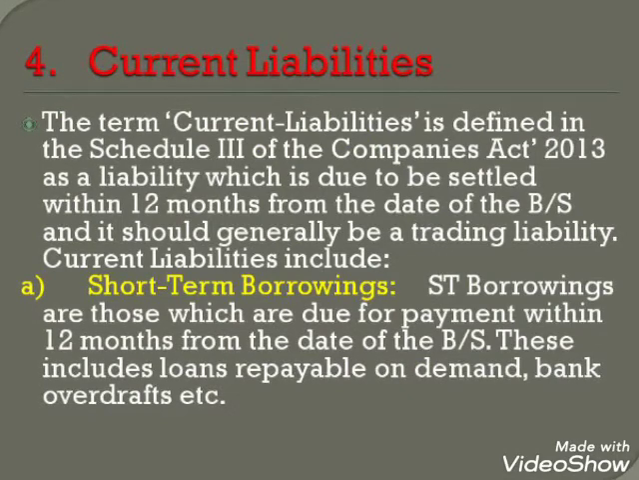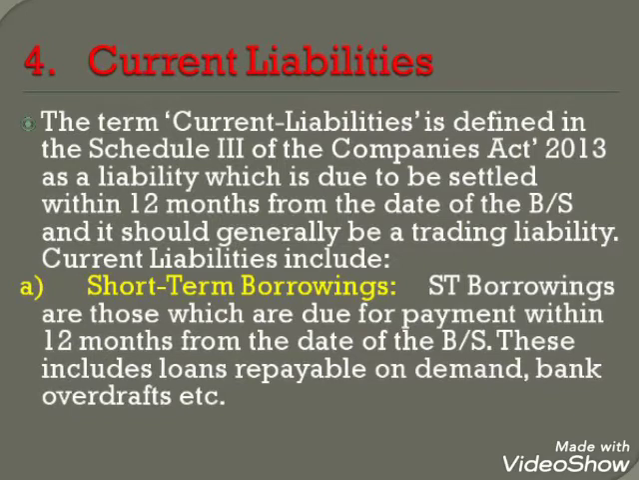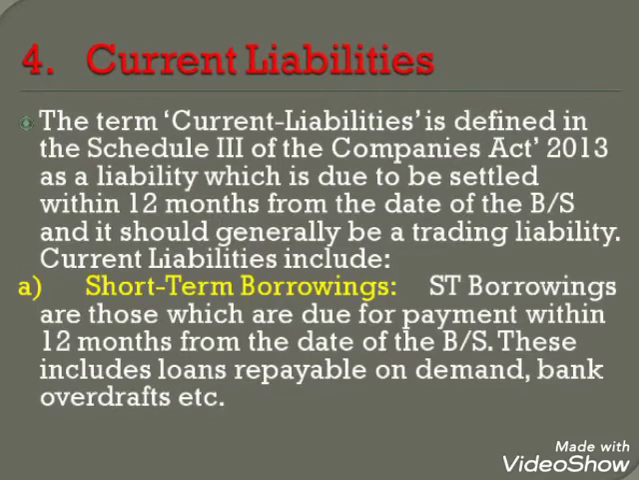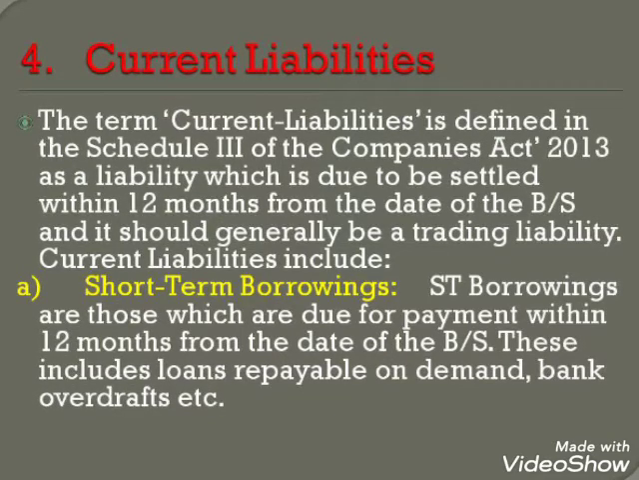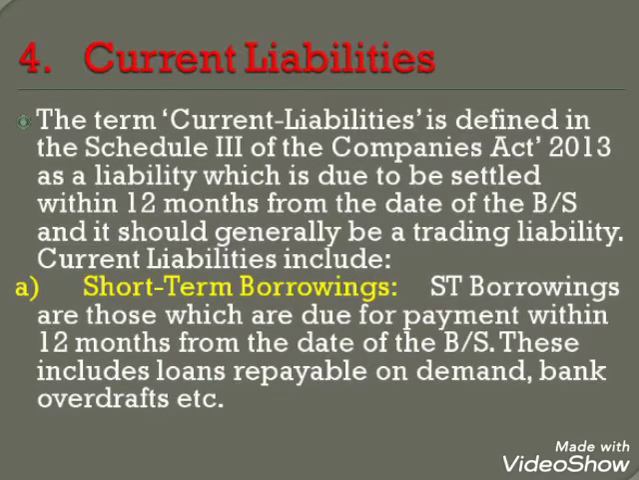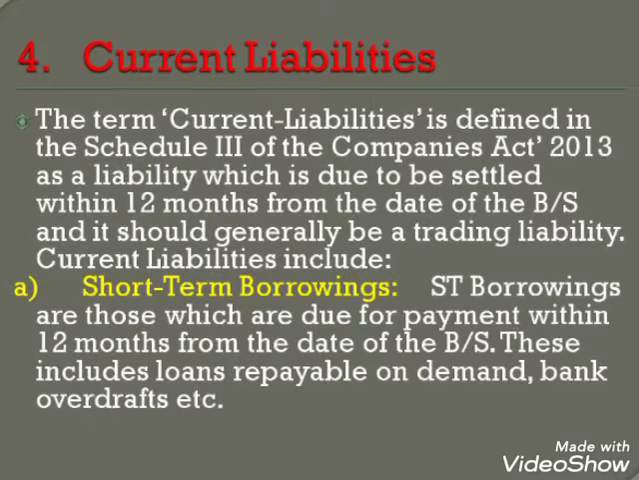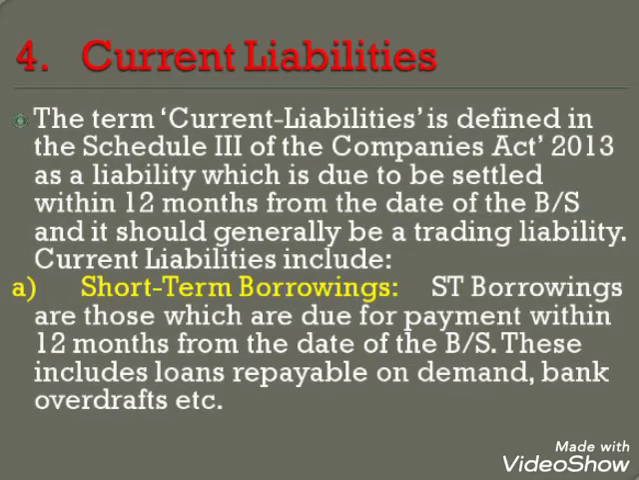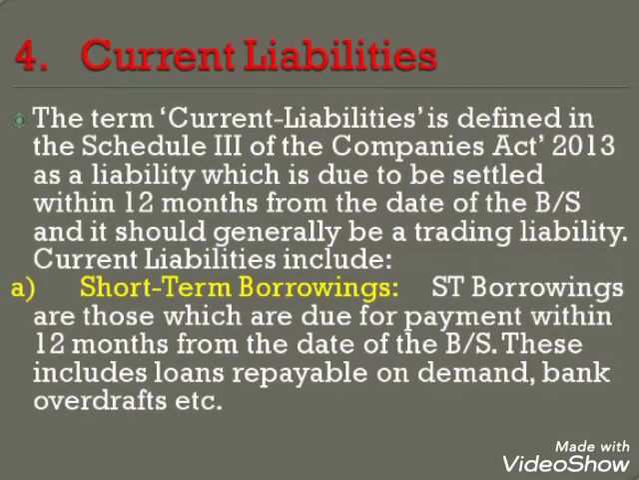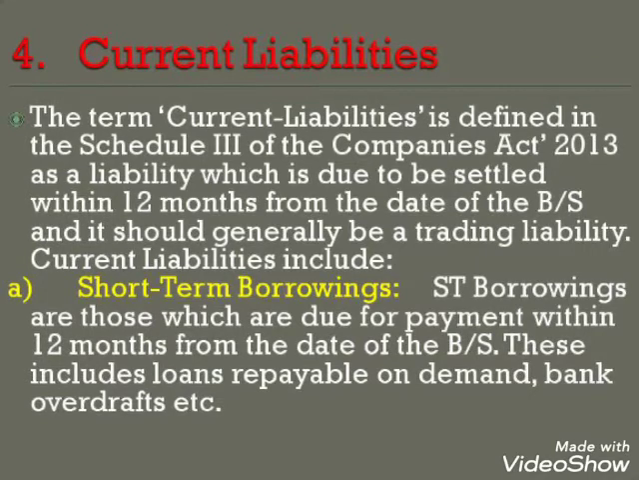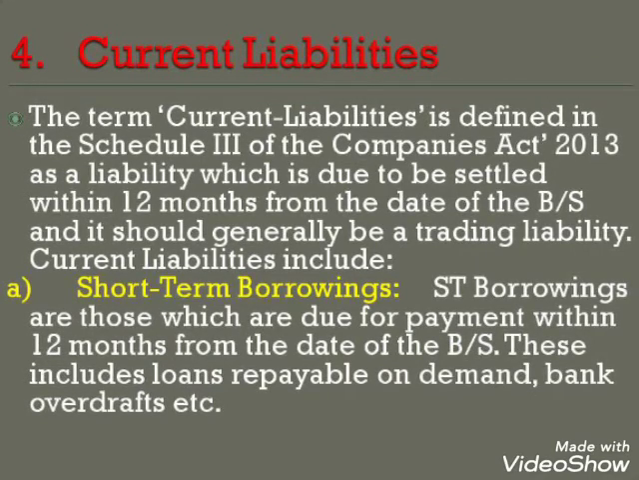Fourth major head is current liabilities. Current liabilities are defined in Schedule 3 of the Companies Act 2013 as a liability which is due to be settled within 12 months from the date of the balance sheet, and it should generally be a trading liability. Various subheads under current liabilities: Short-term borrowings. Short-term borrowings are those which are due for payment within 12 months from the date of the balance sheet. These include loans repayable on demand, bank overdrafts, etc.